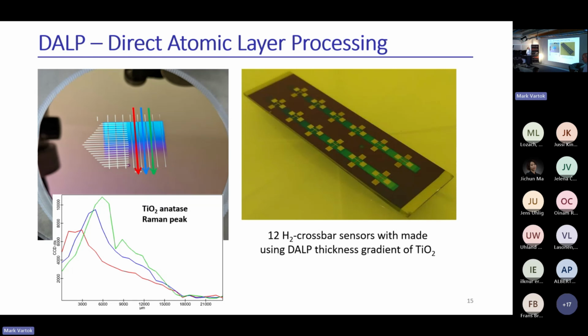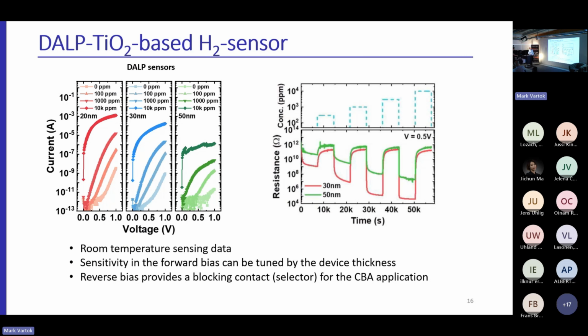This is what the test sensors look like. These are simple crossbar structures where the green stripe is titanium oxide of different thickness, deposited here by DALP, and then we measured the response of these DALP sensors. This is for different thicknesses, again 20, 30, and 50 nanometers. This is the IV curve on the positive side, and again you can see it nicely scales with the hydrogen concentration. What is important is that the dynamic response, meaning how fast your sensor reacts to the hydrogen, also changes with the thickness. And this is something which was exploited in our work.